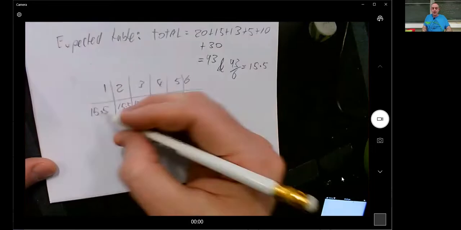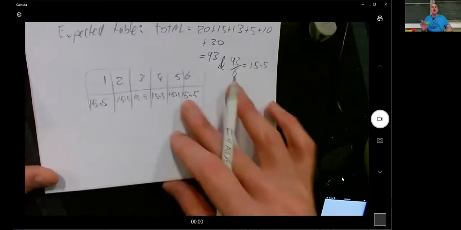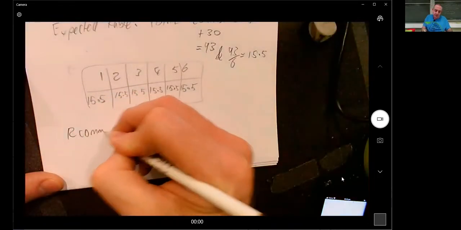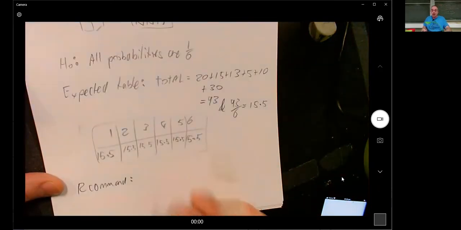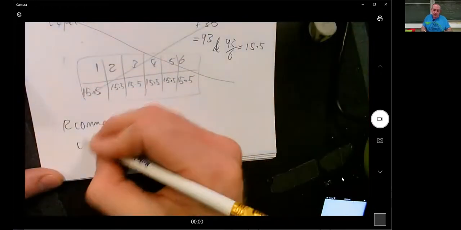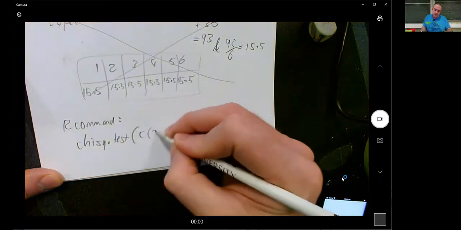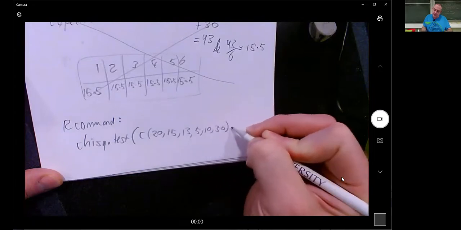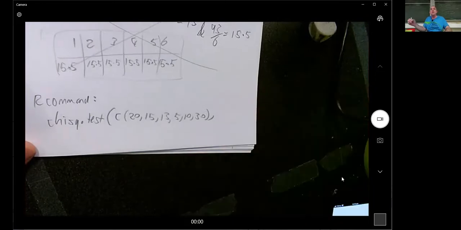Okay, and so now I do my observed minus expected squared divided by expected, but I don't have to if I ask the computer to do it. I can do my R command. Actually, I'm just going to ask my computer to do it. I'm going to do chi-squared test 20, 15, 13, 5, 10, 30. And I can put in my p and actually write 1/6 repeated six times.